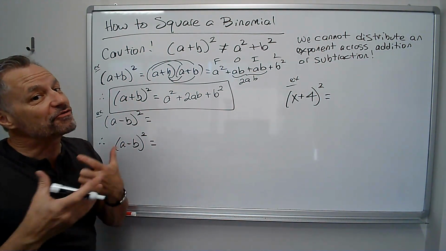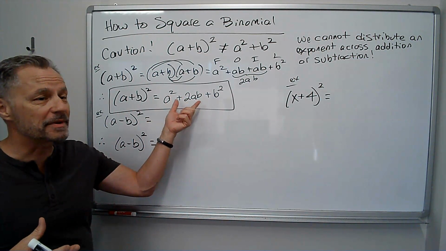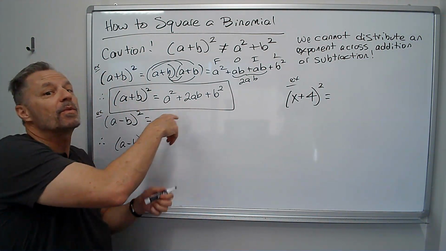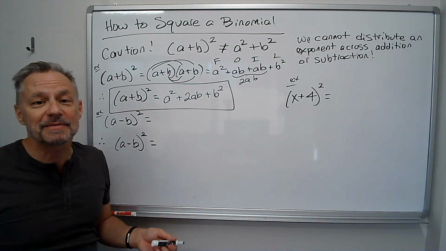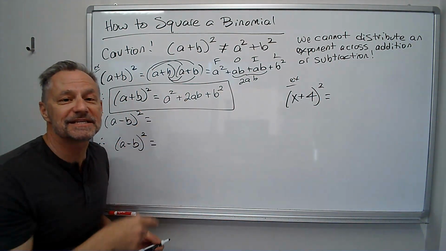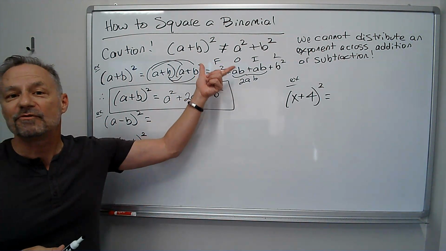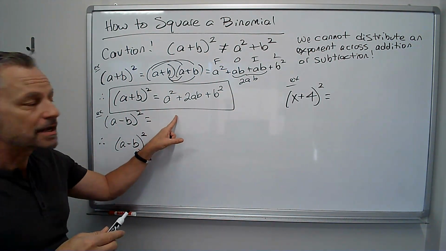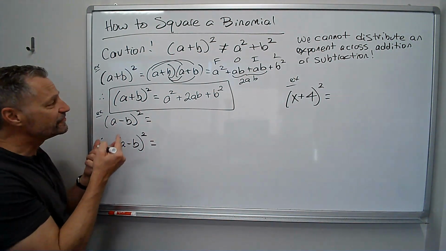Probably easier just to FOIL it out yourself, but there's a formula. The key here is seeing that we have this stuff in the middle. We have this 2ab. Where'd that come from? Students will always ask me, Professor Monty, where'd you get this number in the middle? And so I have to FOIL it out for them and show them, and they're like, oh, yeah, I forgot. Okay.